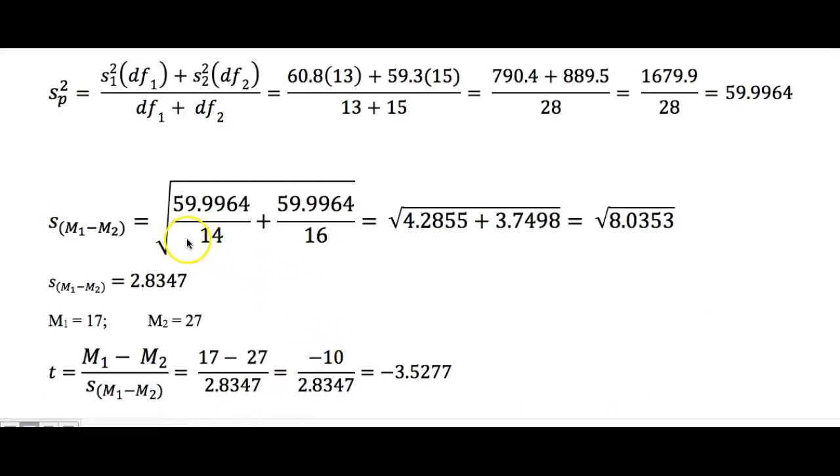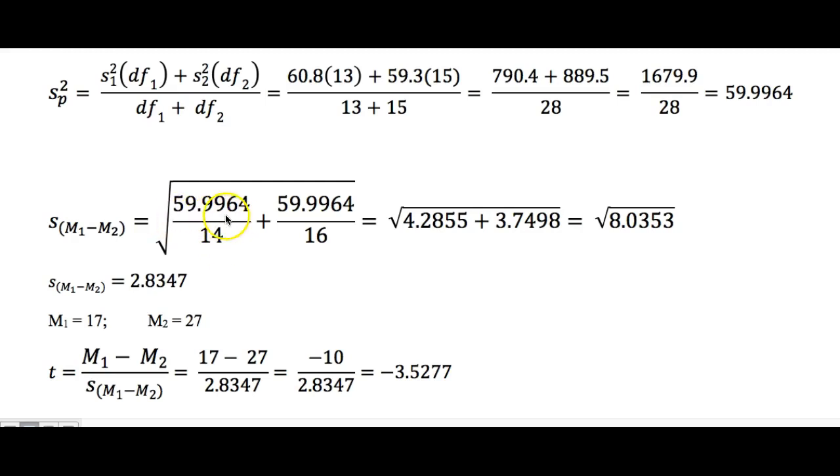All right, so for estimated standard error, we're going to take the pooled variance, and it's going to be the same numerator for both, okay? So we're going to take 59.9964 and divide it by n. Be very careful here. This is not degrees of freedom. With estimated error, it's always we divide by sample size, okay?